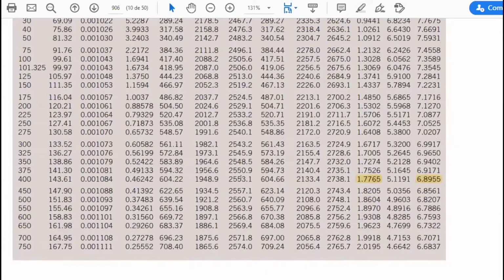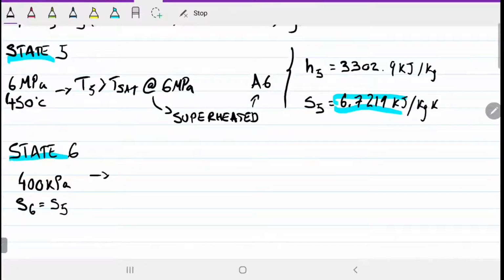On the 400 side, same thing, right? I'm going to have to grab these values here for enthalpy as well, and these entropies here to find the quality. So let's go ahead and do that. From the table, we just found out that S liquid is smaller than our S6, which in turn is smaller than the S vapor. Therefore, it's a saturated mixture, which means that our quality can be found.